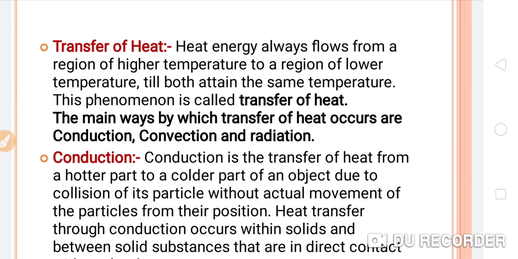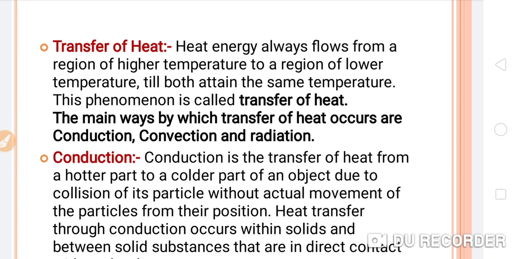Heat energy always flows from a region of higher temperature to a region of lower temperature till both attain the same temperature. This phenomenon is called transfer of heat. The main ways by which transfer of heat occurs are conduction, convection and radiation. These are the three different ways by which transfer of heat can take place.